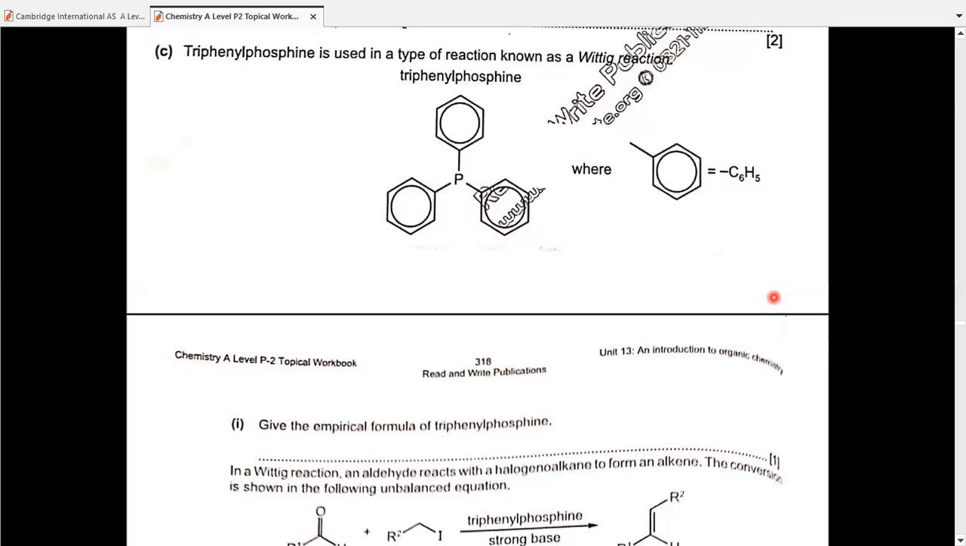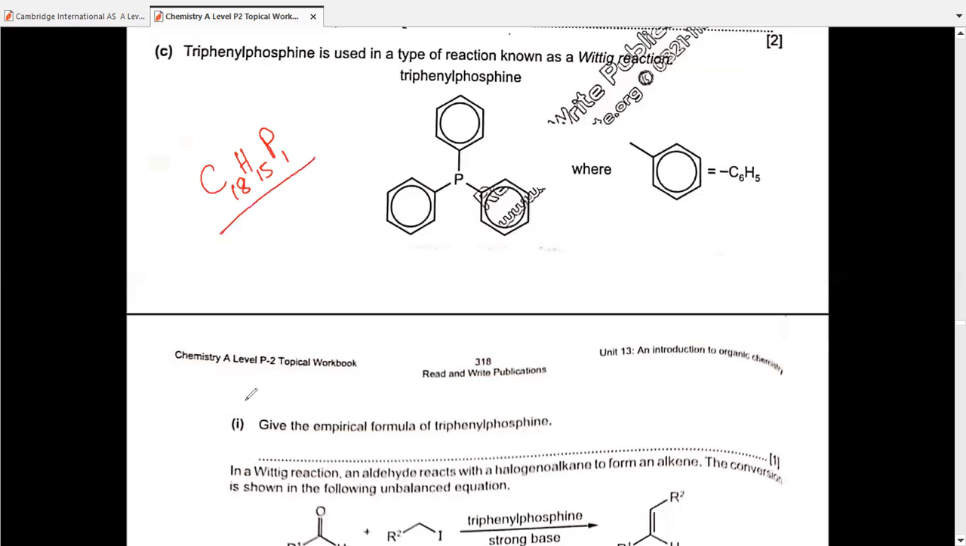C18H15P is the final answer. Yes, it's the final answer. You cannot simplify it further. Why? Because there is a single atom in there. Imagine C is 18, H is 15, and then we have P. P is 1. 1 cannot be divided by any other number except 1 itself.